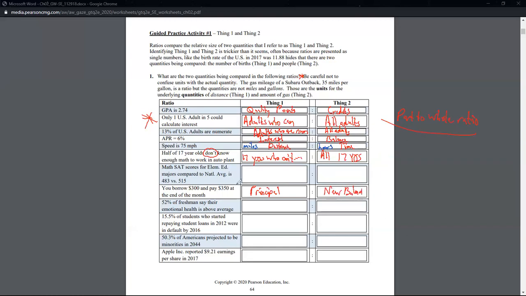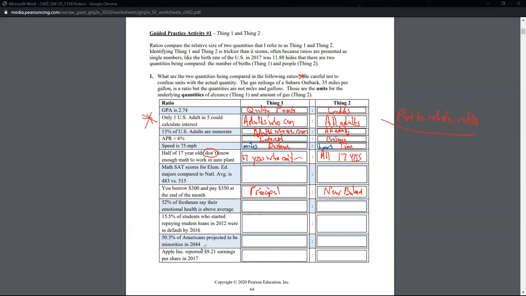The 350 being the new balance, the 300 being what you borrowed, the principal. These finance ones, I just wanted to go ahead and get out of the way. 52% we're going to skip. 15.5 we're going to skip. The 50.3 we're going to skip. The last one we're going to do.